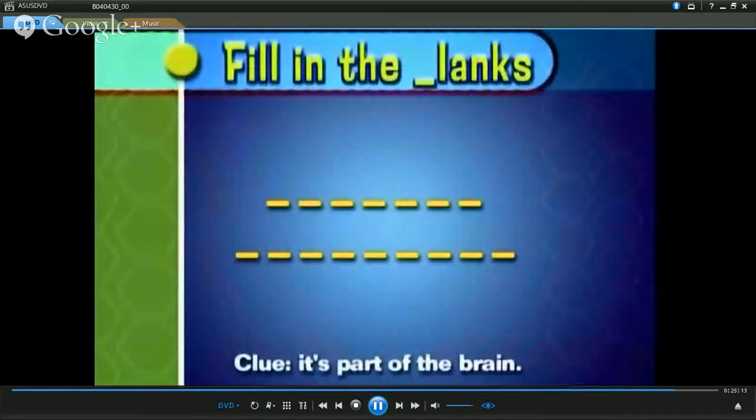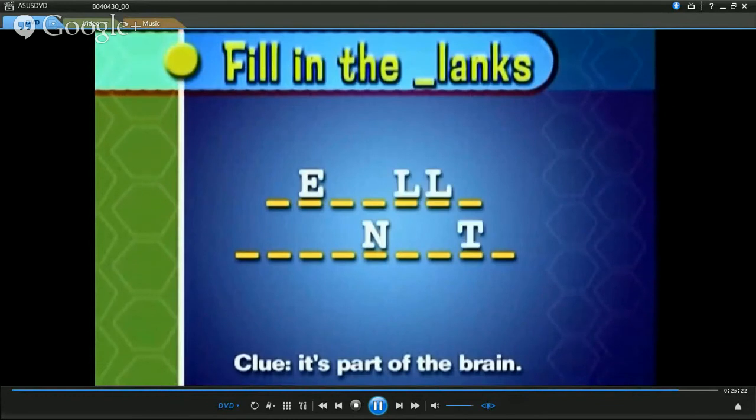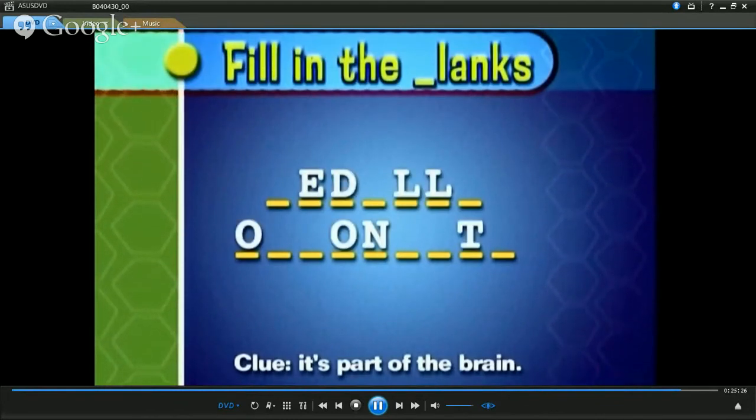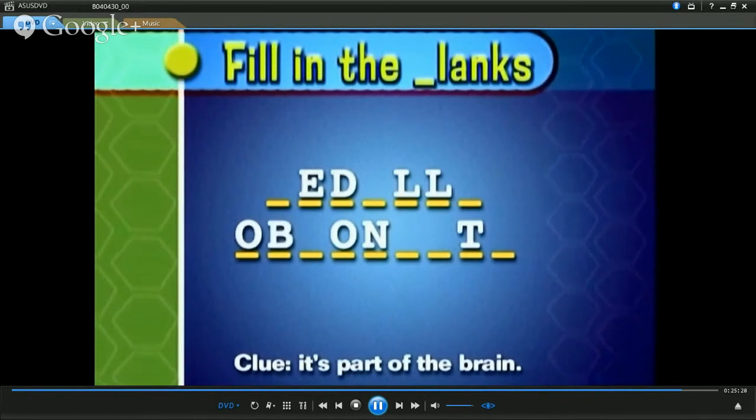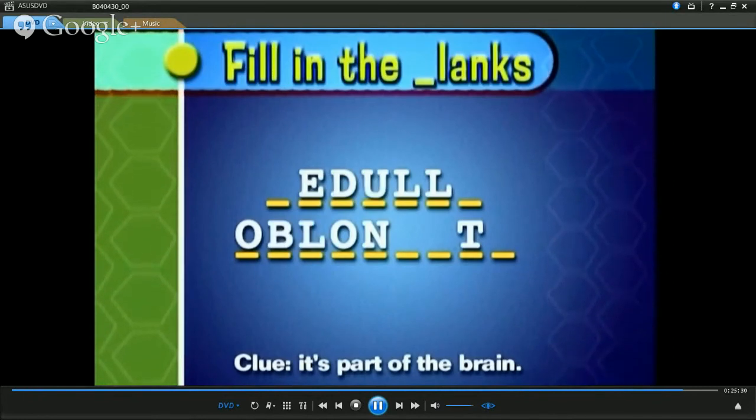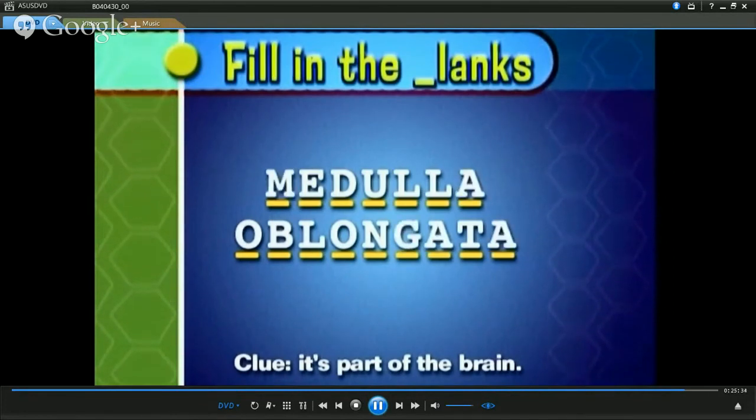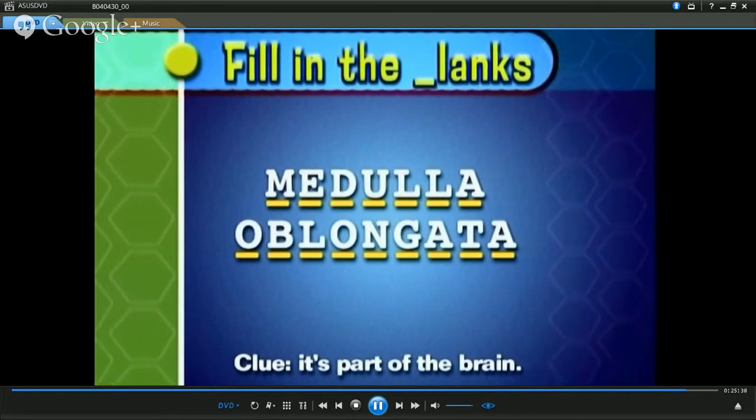See if you can guess the phrase before time runs out. Here's a clue. It's part of the brain. Ready? Go. The answer is medulla oblongata. Congratulations if you knew the answer before time ran out.